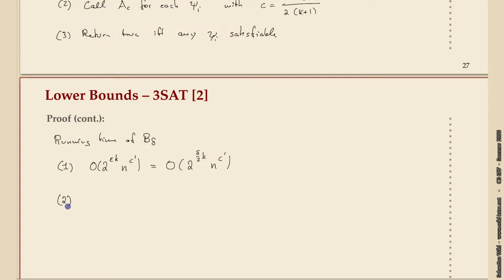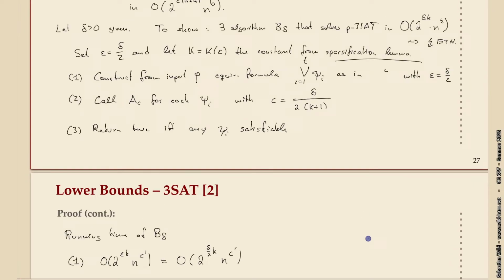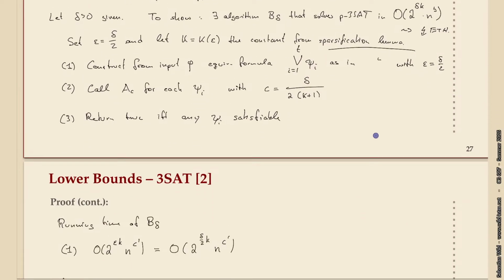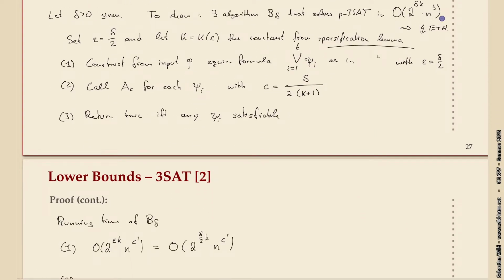The second step, and by the way, this is looking good because it's essentially the running time we try to achieve. So remember, the goal is to show that we can solve 3-SAT in this time, 2 to the delta k and a polynomial. And here we have essentially that. The key part is it only depends on k, right? Not on the size of the formula.